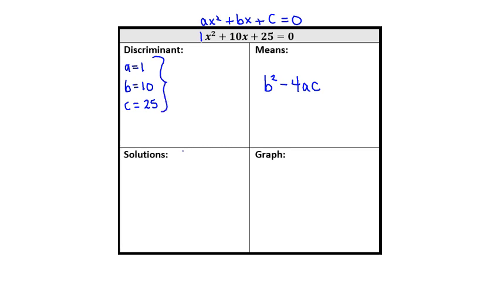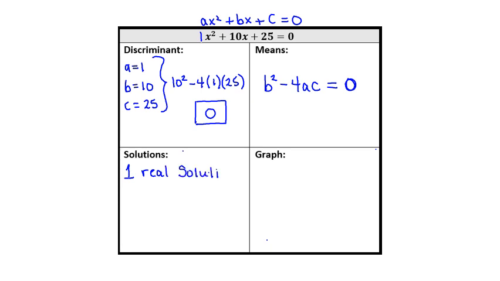So I'm going to plug that into my discriminant formula, which is going to be 10 squared for the b squared minus 4 times 1 times 25. If I put all that into my calculator, I get 0 as my answer. That means that my discriminant is 0. So what does this tell me about my solutions? It tells me that I have one real solution.